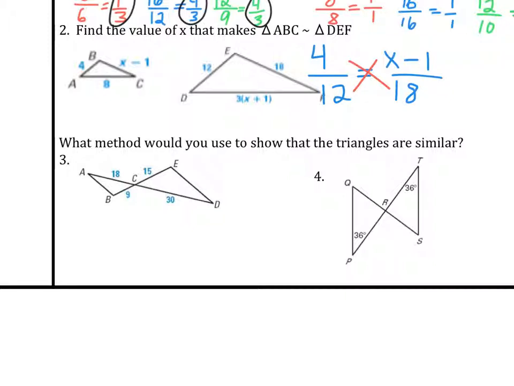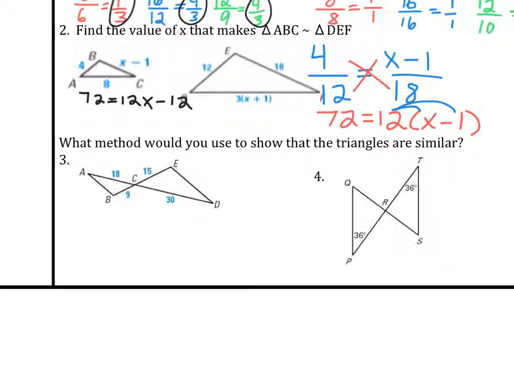Is that 72? 4 times 18? Yeah. Okay, thanks. 72 is equal to 12 times x minus 1. And now you're just solving an equation. So we did cross multiply. Distribute. 72 equals 12x minus 12. We would need to add 12 and then divide by 12.